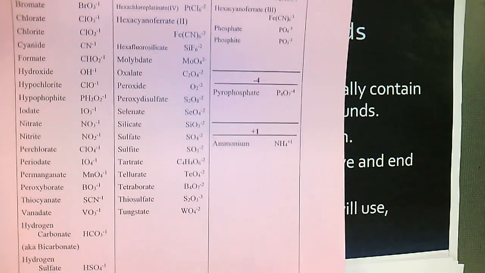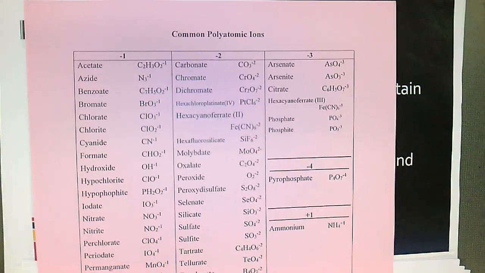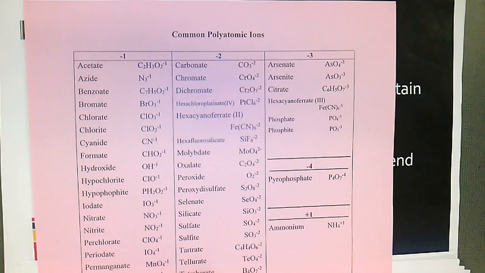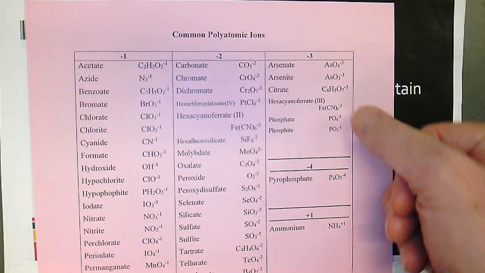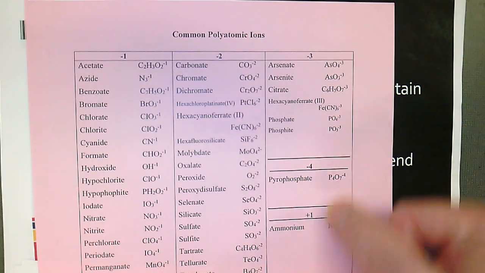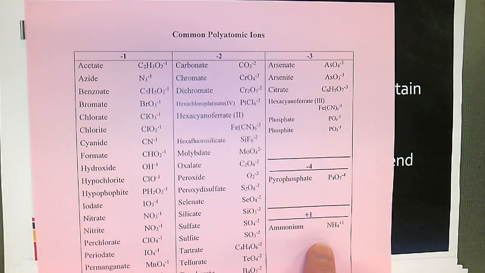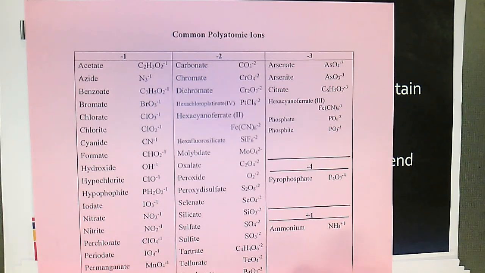Okay, so first of all, on your pink sheet, a couple things. This is something I typed up, so the organization is everything in the first column is a -1 ion. Second column is -2. The third column is kind of broken down. This section is -3, our only -4, and our only +1. If you want to circle or star or highlight your ammonium, that way it kind of pops out to you, I would do that.